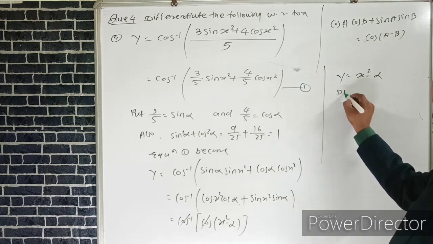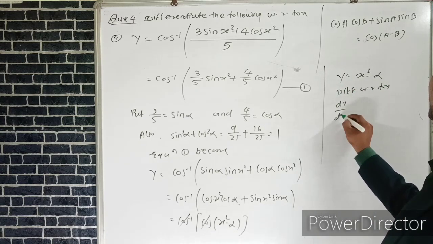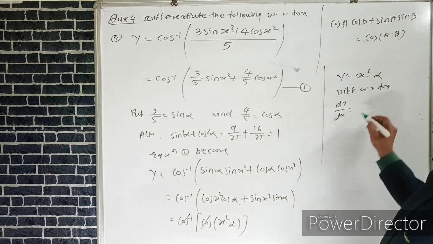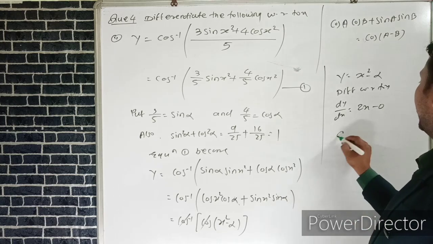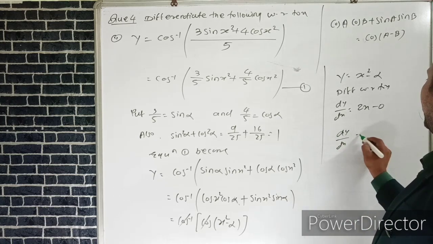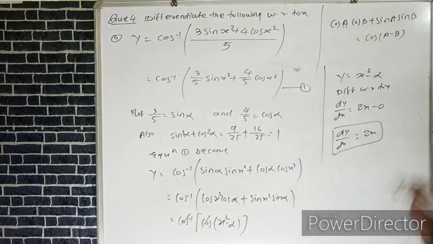If we differentiate the given function with respect to x, then we can write the derivative of y is dy by dx. Derivative of x square is 2x and the derivative of minus alpha, which is a constant function, is 0. Hence the required derivative dy by dx is 2x.